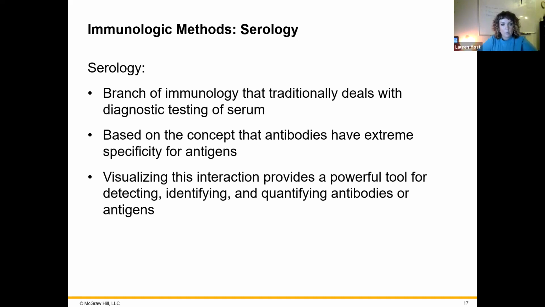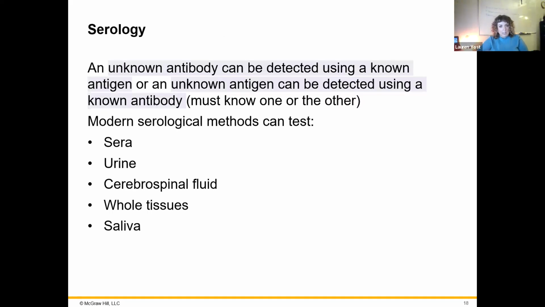Okay, so remember, antibodies have extreme specificity for the antigens that they bind to. And then we can utilize that to lead to color changes and all sorts of stuff to tell us whether or not we have binding of antibody to antigen. And if we have antibody binding to antigen, then we have a positive test. So unknown antibody can be detected using a known antigen, or unknown antigen can be detected using a known antibody. You have to have one or the other in order to do serological testing.